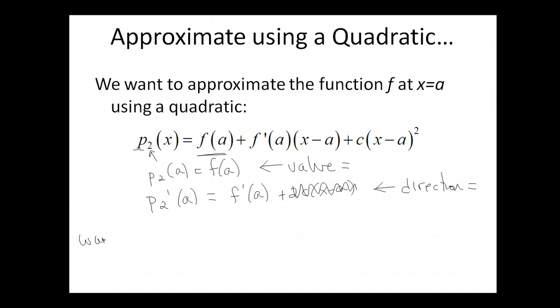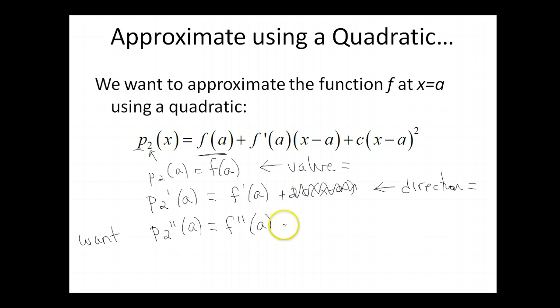Excellent. So the last thing that we want to have happen is we want the concavity to match, right? So we want P2 double prime at a to equal what? The concavity of f at a. Yes? Because that way their shape will match, their concavity will match. Well, what is the second derivative at a going to look like? The first derivative, remember, had f prime of a plus 2c times x minus a, right?